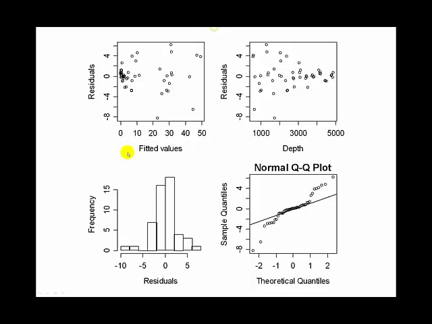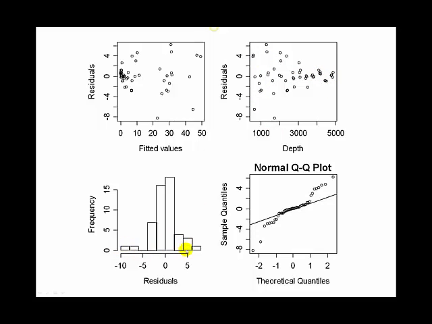We can evaluate this model in the way that we've done before, by plotting residuals against the fitted values, or residuals against any other covariate, including the one that we've seen before. There's a little hint of heteroscedasticity here. It's much more obvious in the plot against depth, where at shallower depths we have a much larger degree of variation than we do down deeper.